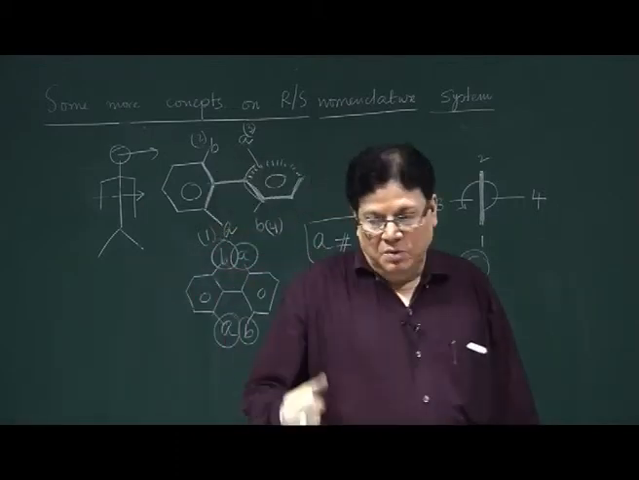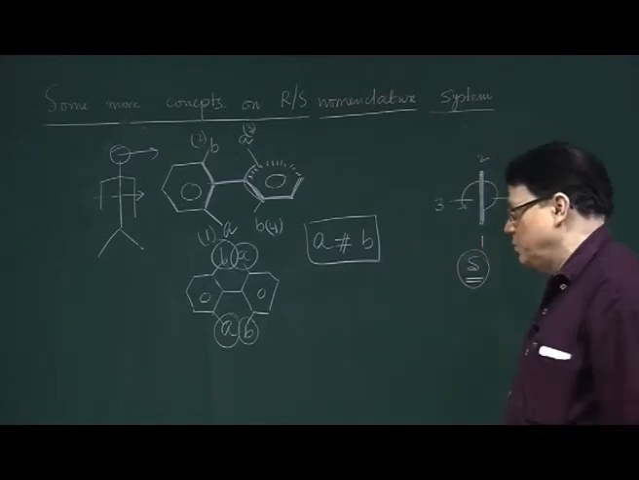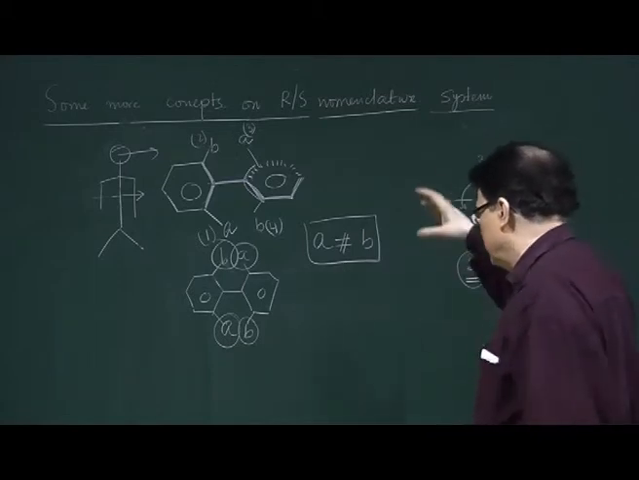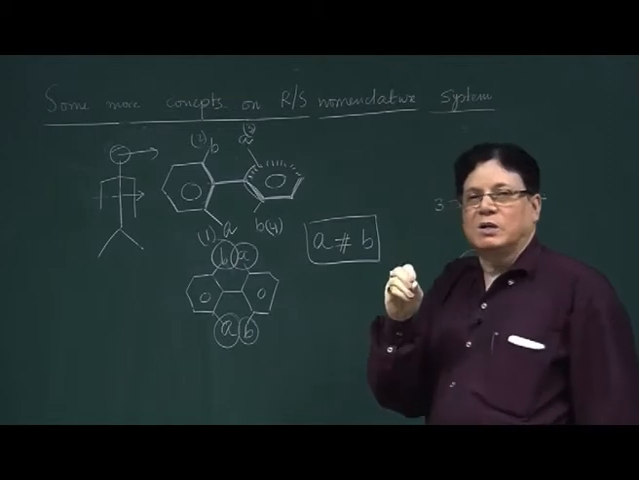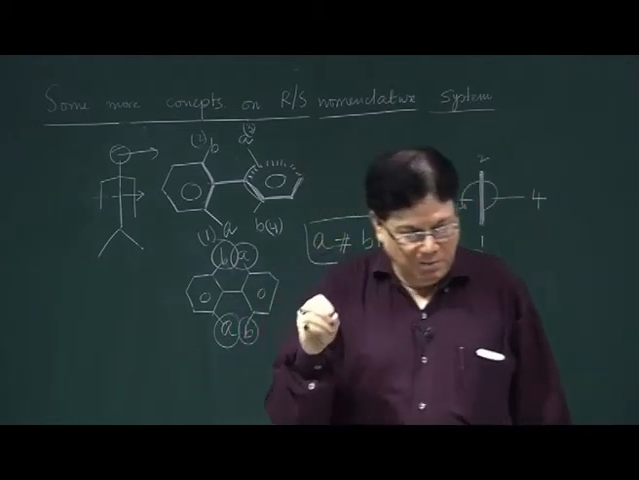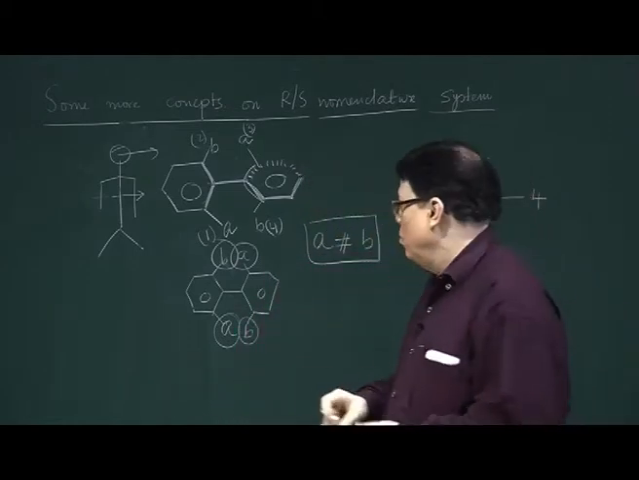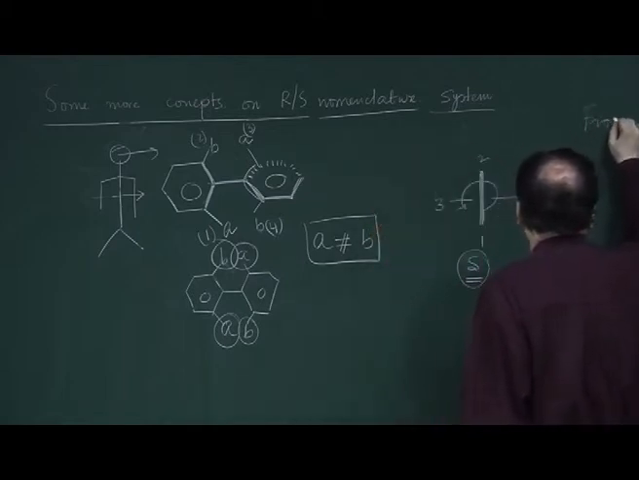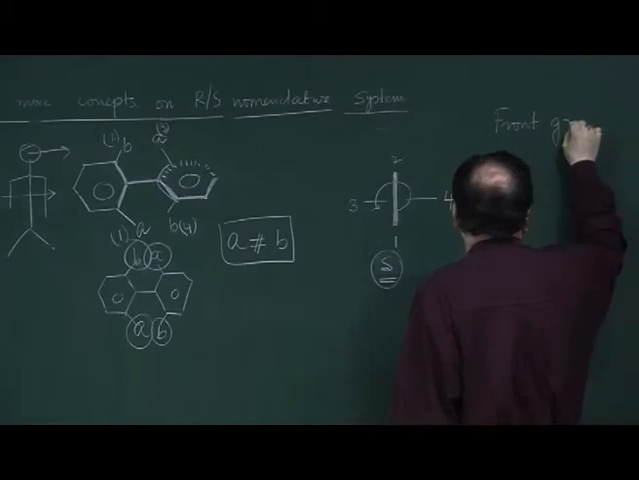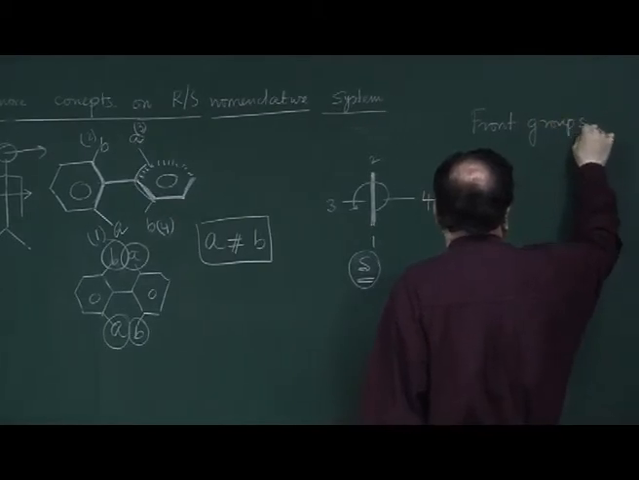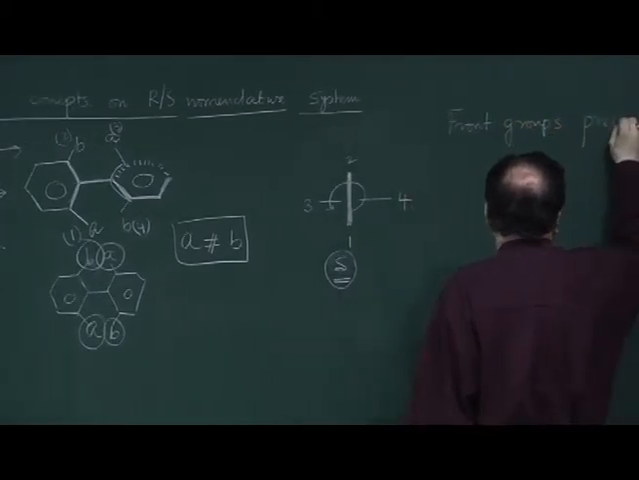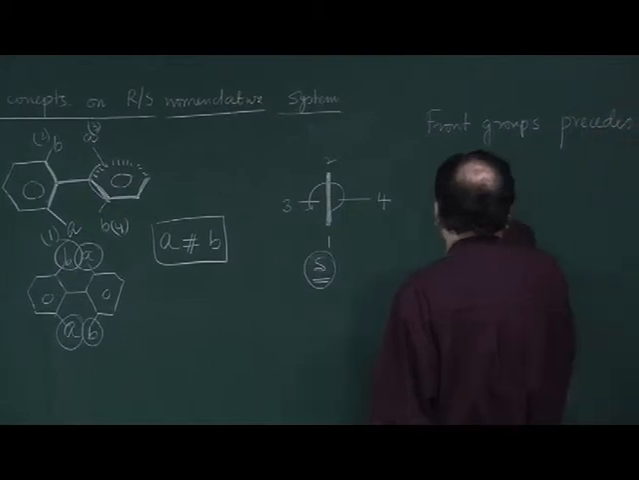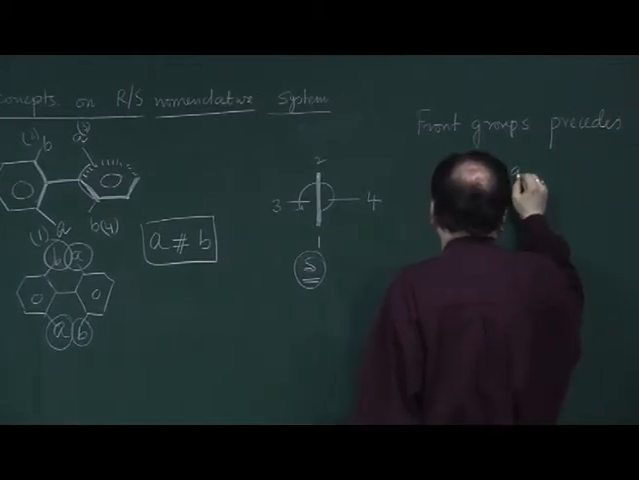So, this is the way you assign absolute configuration to systems where there is no conventional chiral center present. The rule is that the front groups take precedence over the groups at the back.